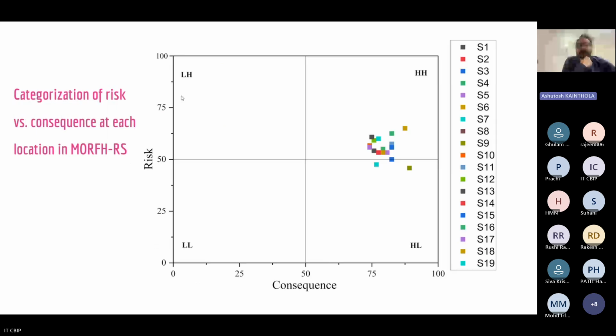So again, this Missouri rockfall hazard rating system gives us how we can map low risk, low consequences, high risk, high consequences, low risk, high consequences, and high risk, low consequences zones. Based on our calculations, you can see most of them, although they are in the lower extremity, are in the high risk, high consequence quadrant. Next, please.